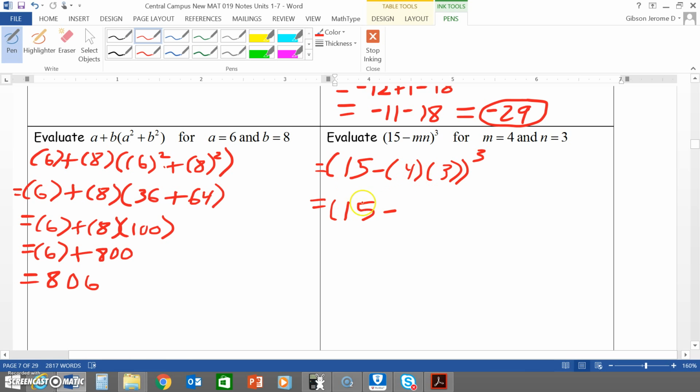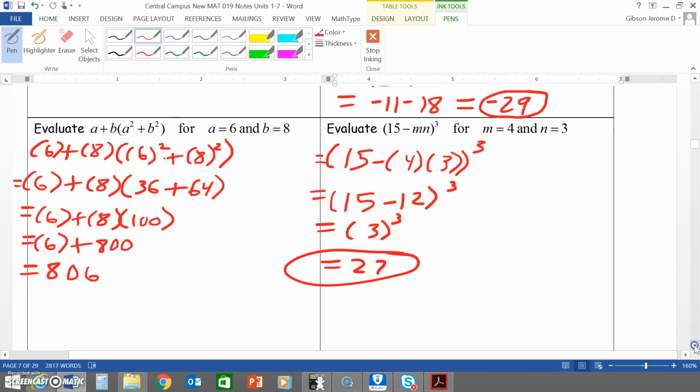So we'll bring this 15 down and the minus. 4 times 3 is 12. So now 15 minus 12 is 3 because we need to finish off this parenthesis. And then we'll be left with 3 and parenthesis cubed. So now this is a separator, so we'll just do parenthesis 3 cubed, which is 27. And we're done with that problem.